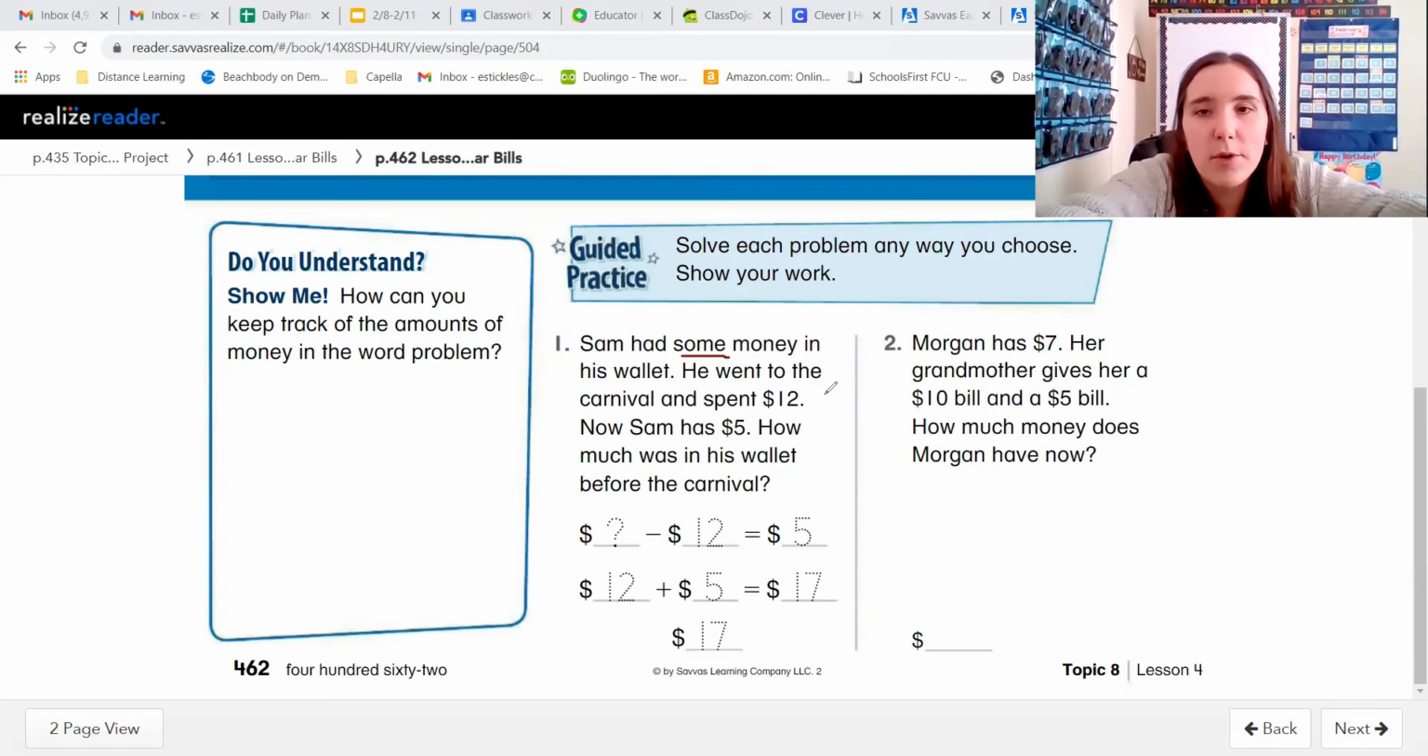Subtracting. So I'm going to put minus next to that. And actually for the sum, I'm going to put a question mark. Whenever I see the word sum, I like to put a question mark next to it because it helps me later on when I'm writing equations. I know that's my unknown number.